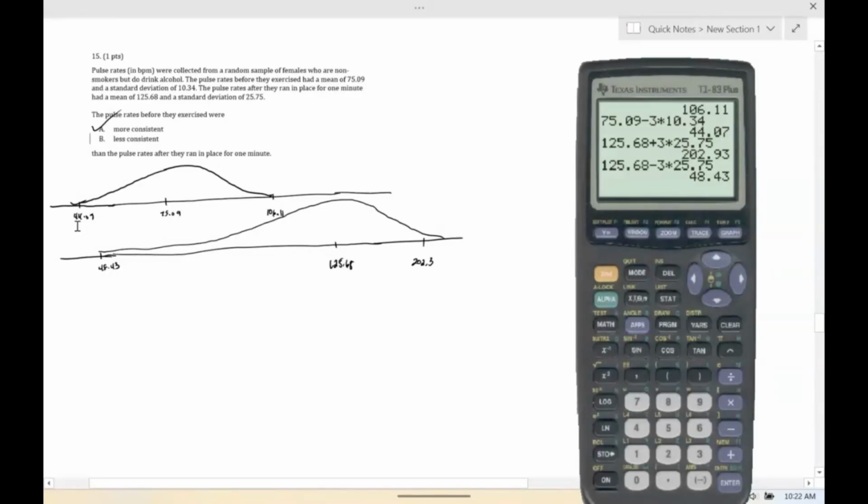So notice this first curve goes from like 44.07 to 106.11. The second curve goes from 48.43 to 202.93. So the data is more spread out. The pulse rates are more spread out after their exercise compared to before they exercise. The pulse rates were not as spread out. Okay, so the answer here would be more consistent.